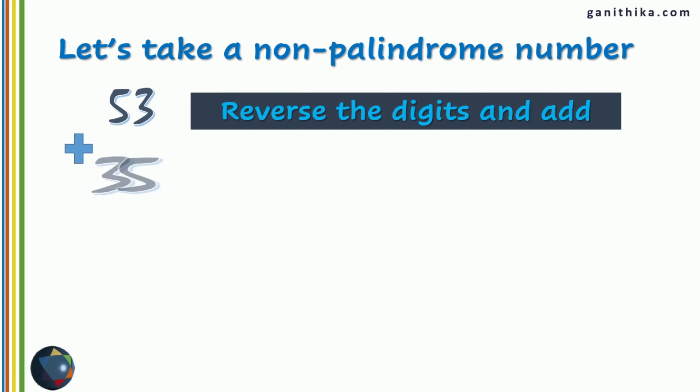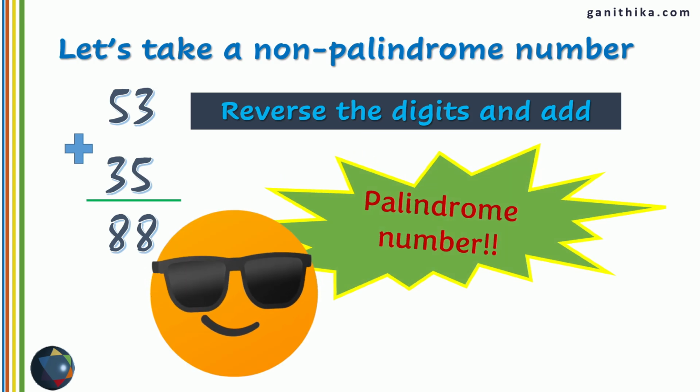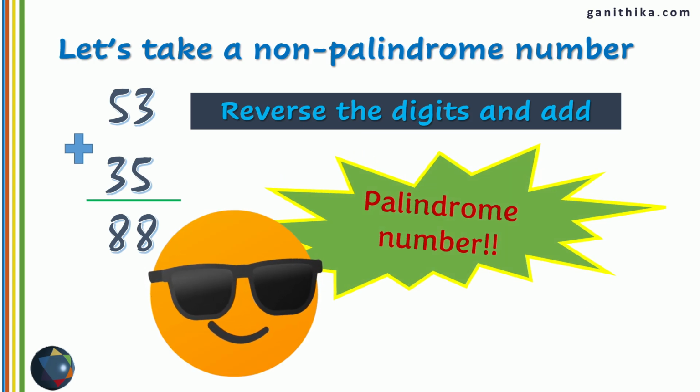But you can reverse the digits and add it to the original number. 5, 3 becomes 3, 5. Add it to that. This gives you 88, which is a palindrome number. Wow, that's interesting, isn't it?